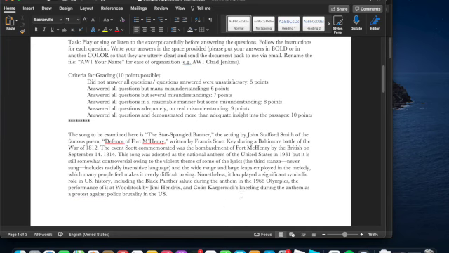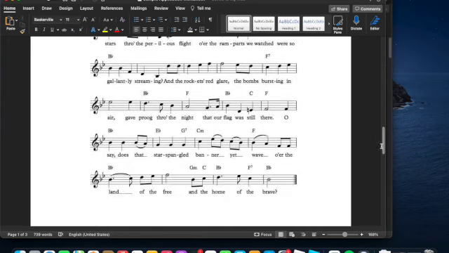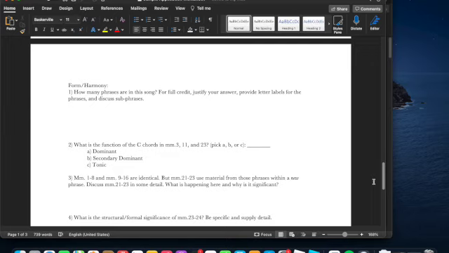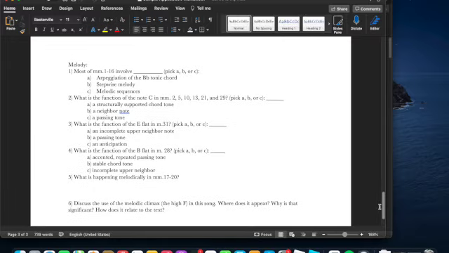Then you have a brief discussion of the Star Spangled Banner, and then the score, right? And then you have a series of questions. You'll notice some questions are more involved. You have to write a few sentences. Some you just answer a multiple choice question. Those are the two real options.